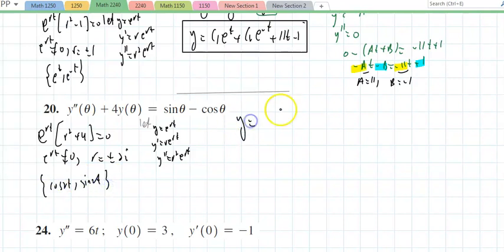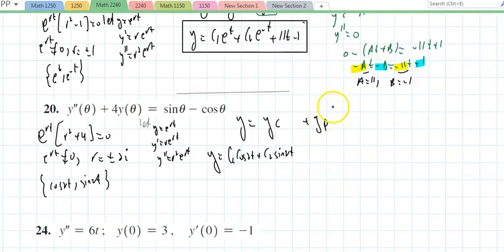So y is going to equal the complementary plus the particular. y is going to equal c sub 1 the cosine of 2t plus c sub 2 the sine of 2t. That part is done. I'm going to go on the side and figure out what the particular is. The particular solution in this case happened to be a sine of theta plus b sine of theta. Luckily those are the same, otherwise I would have had to do two of those.